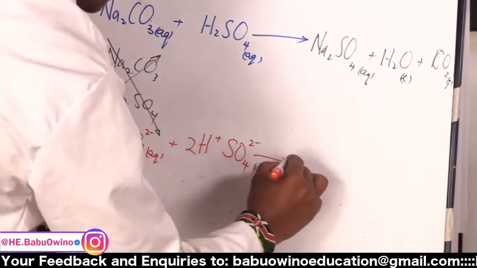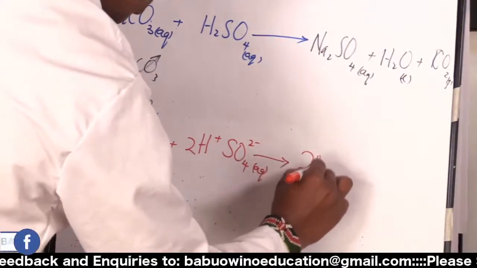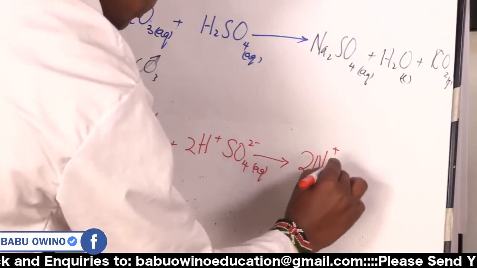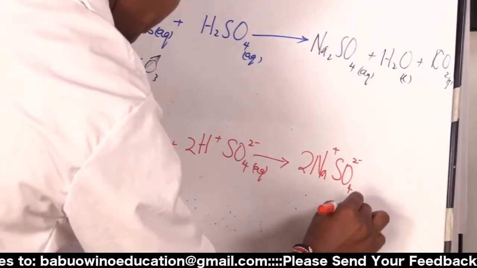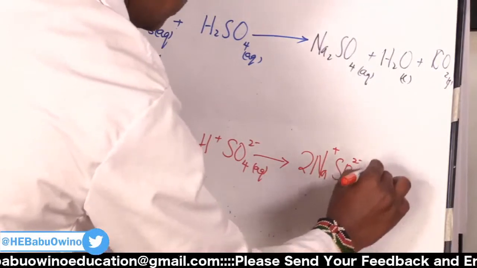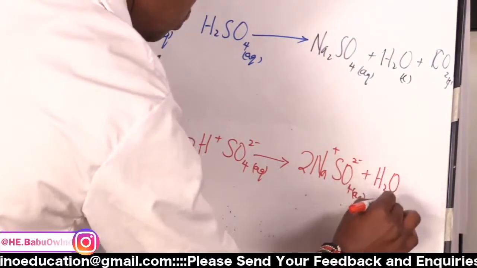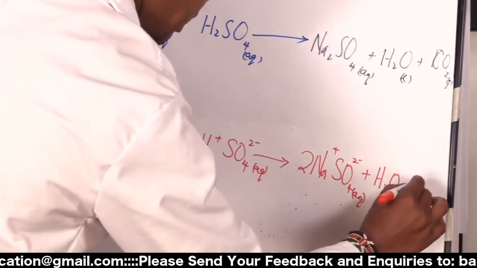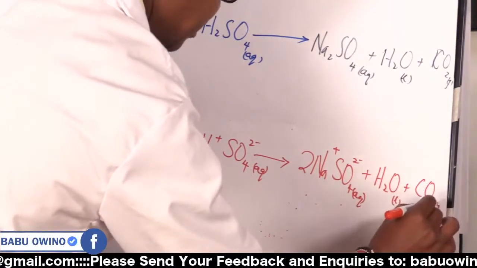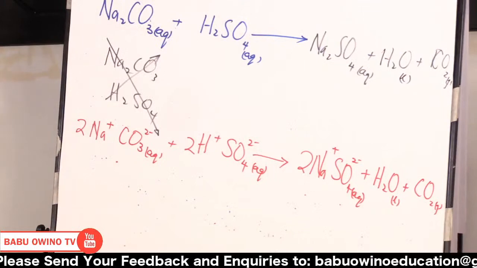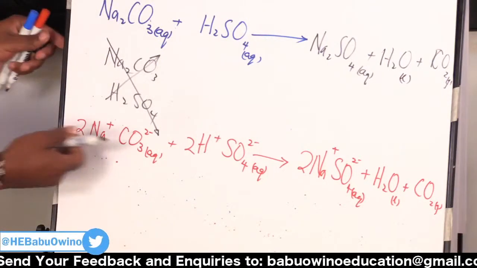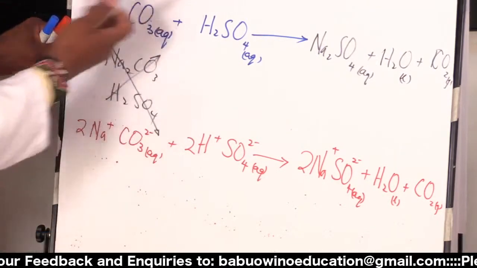That gives us sodium, and they are 2. And the sulfate here. The state symbol is for all of them. Then H2O, it's a liquid. Then CO2, anything gaseous, anything solid, anything liquid, you don't really touch. You only touch the ones in aqueous state.